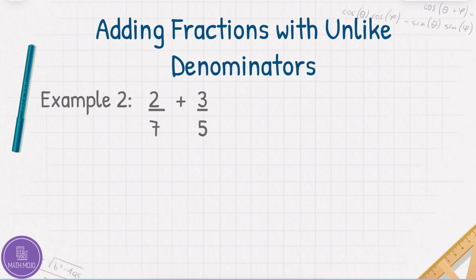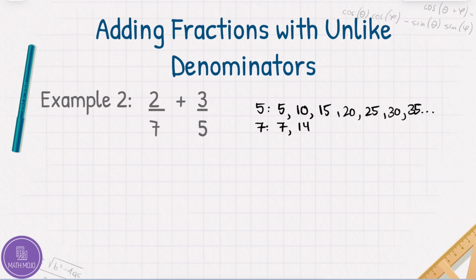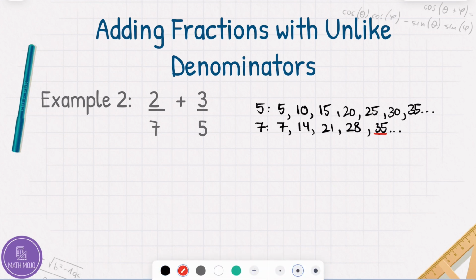Okay, now let's try another example. So we have 2 over 7 plus 3 over 5. Let's start off by finding our common multiple. So let's start off with our 5s. We have 5, 10, 15, 20, 25, 30, 35, and so on. And then for our 7, we have 7, 14, 21, 28, and 35, and so on. And as you can see, we have hit a common multiple. So we have 35, and we also have 35.